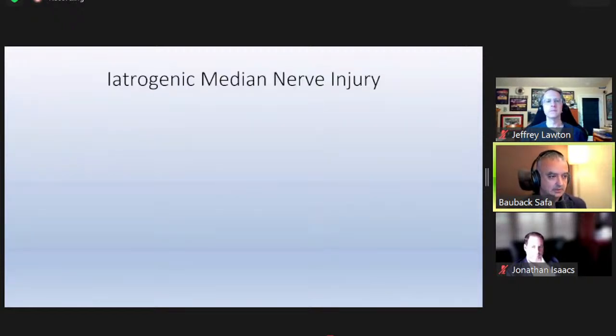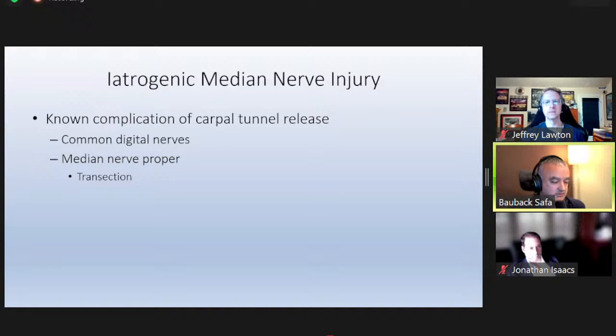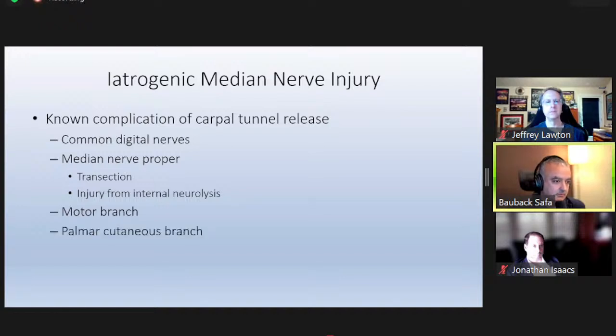So with regards to iatrogenic median nerve injuries, this is a known complication. We know that this can happen. We've all pretty much seen it. And it can be kind of anywhere along the median nerve, from distally where the common digitals were taken off, to the median nerve proper itself, if there's a transection of the whole thing, or if someone for some reason chooses to do an internal neurolysis, this can happen. Could be the motor branch, could be a palmar cutaneous branch more proximally. So the nerve can be injured anywhere along its path. And I'll show a few examples of this.